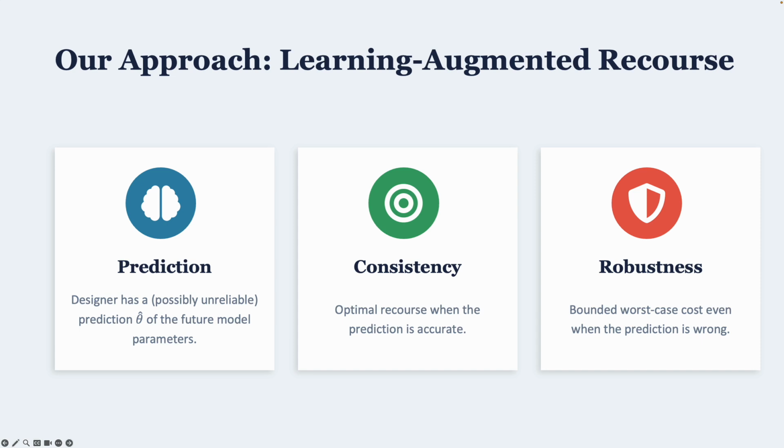Third, robustness. Even if the prediction is completely wrong, arbitrarily far from the truth, we still want bounded worst case cost. The key insight is that these two goals are in tension, but the learning augmented framework gives us a principled way to navigate that tension rather than choosing one extreme or the other.